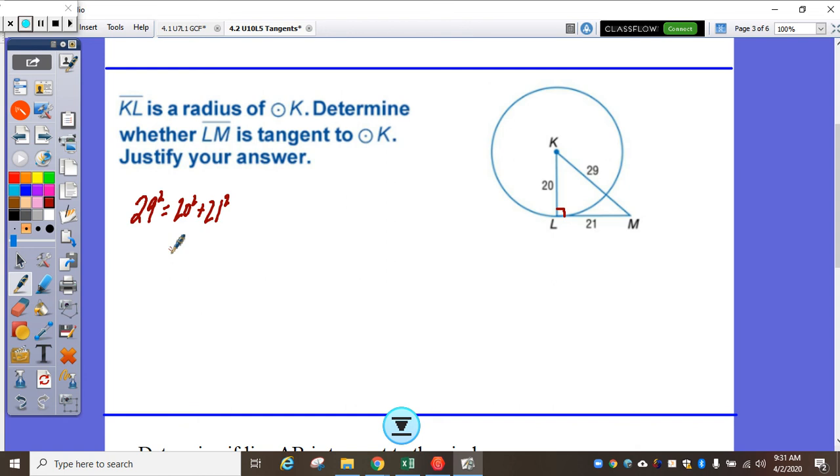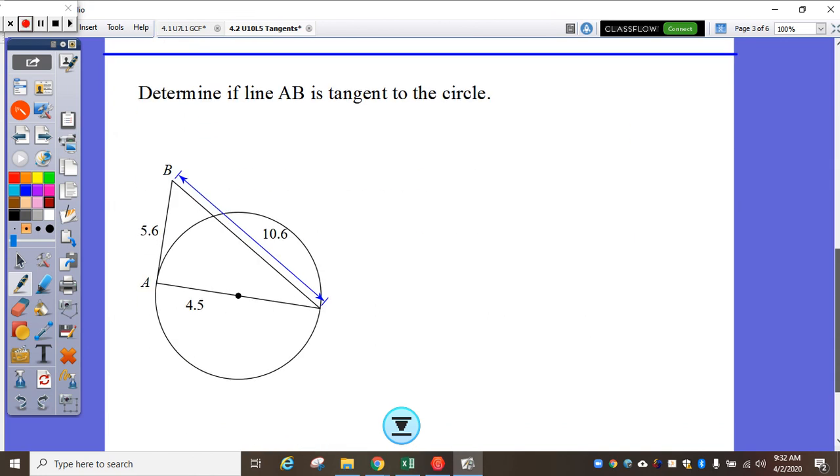Pulling up the calculator. So we have 841 equals 400 plus 441. And in fact, 841 equals 841. Therefore, LM is a tangent line. LM is a tangent line because KL is perpendicular to it. So that's what we would do in a problem like this.